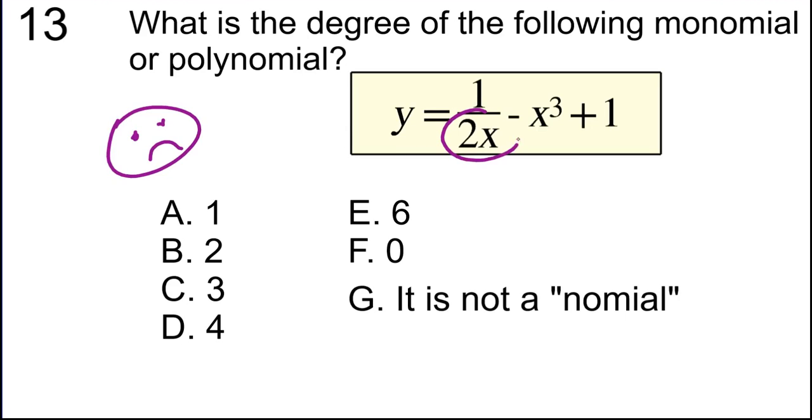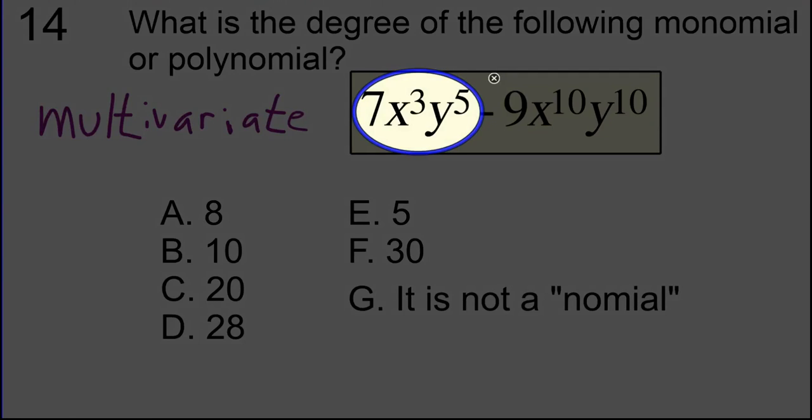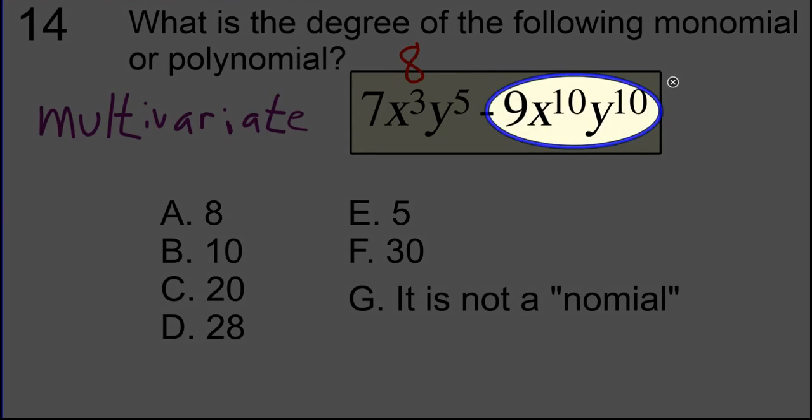Number 13 makes me sad because it's not polynomial. We can't have division of a variable. The answer is G. Number 14 is multivariate, which makes me nervous. We can do it, though. Let's do the degree one at a time. The degree there is 8. And the degree of this term is 10 plus 10, which is 20.